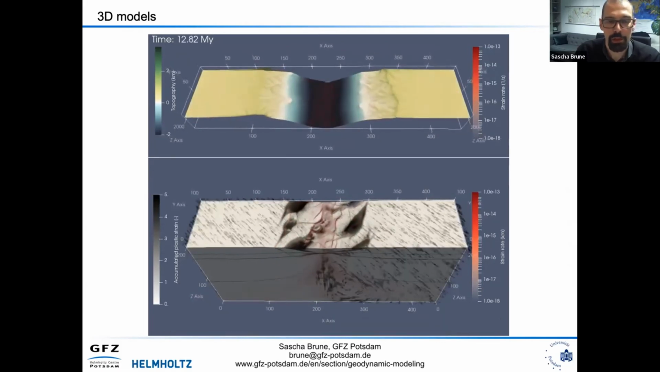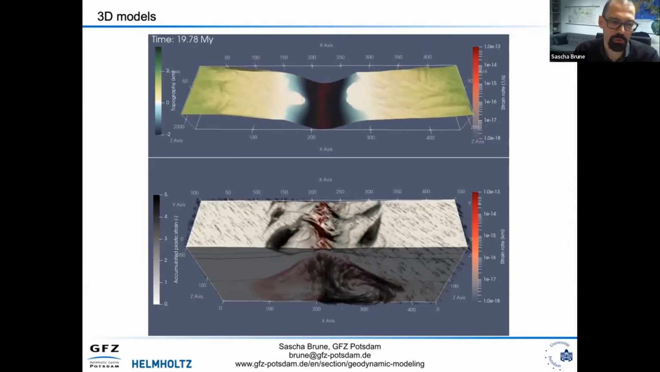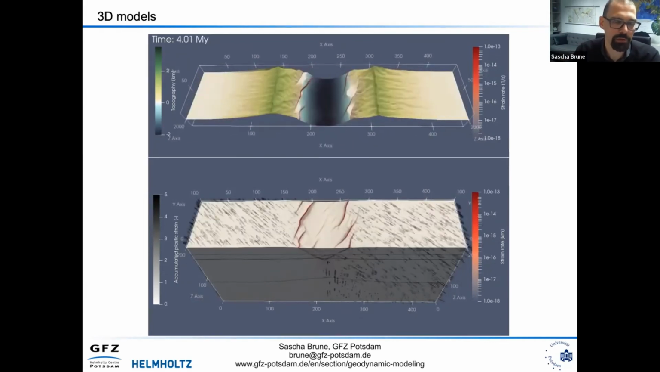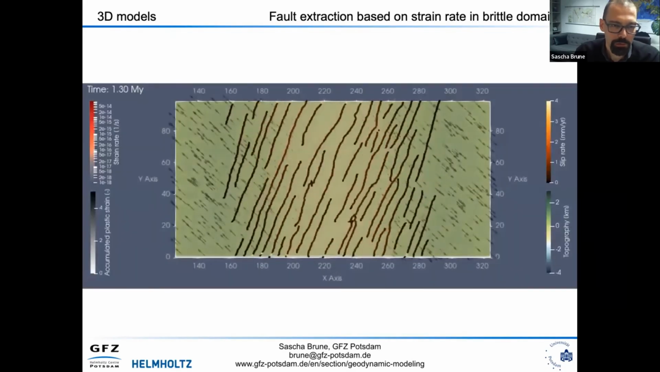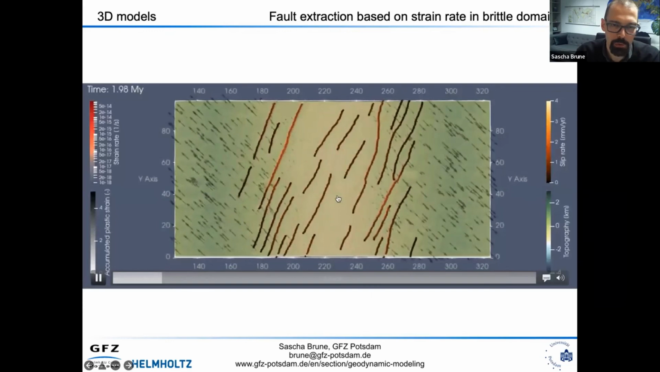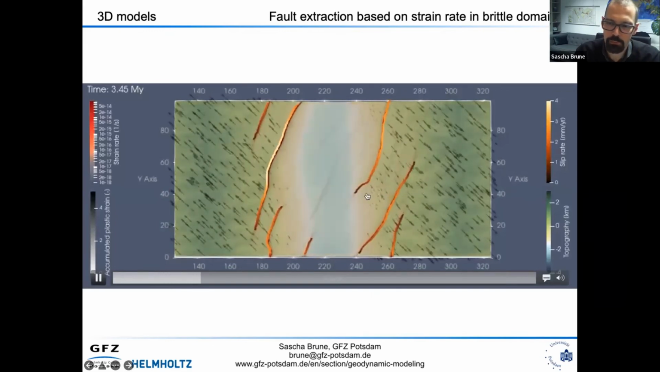And we can do this by extracting the faults and looking at higher level structural output, not only at the images. And this is what's at the core of this endeavor. But first of all, I show a map view of the same model. And here we show slip rate on the faults. So this is really a fault parameter.